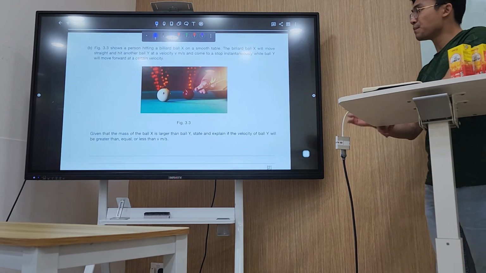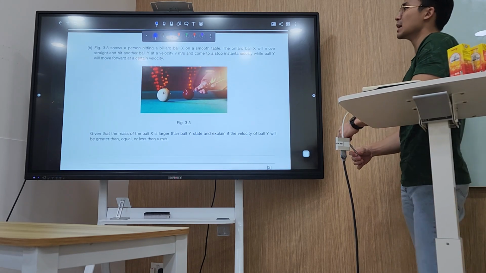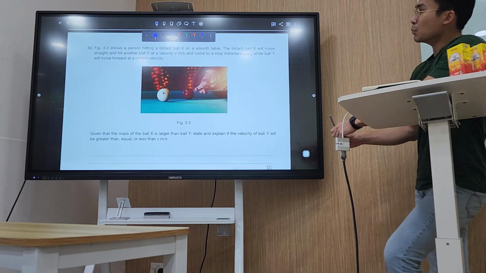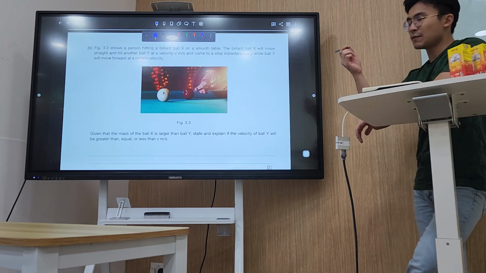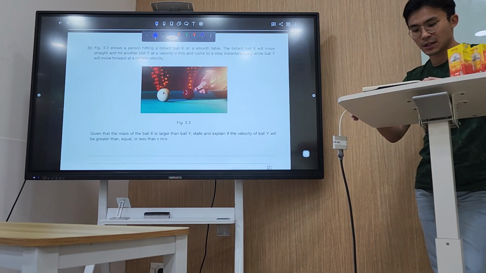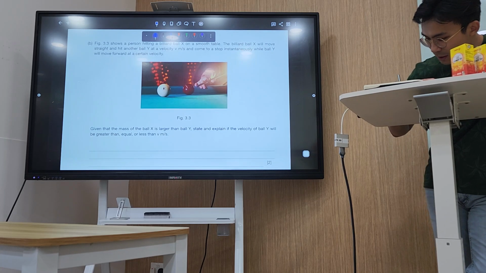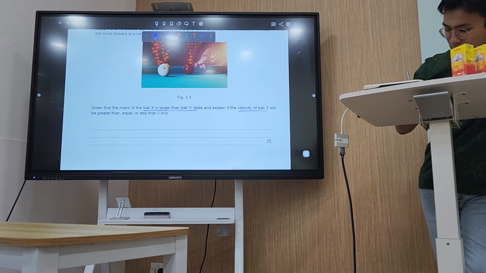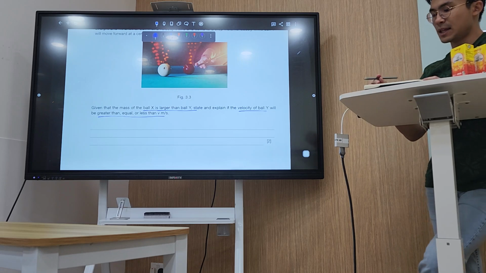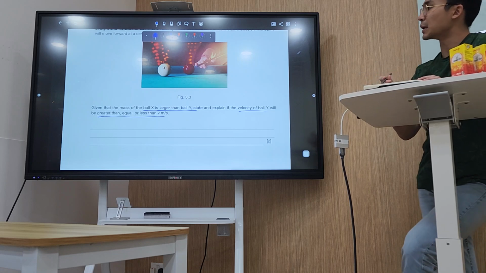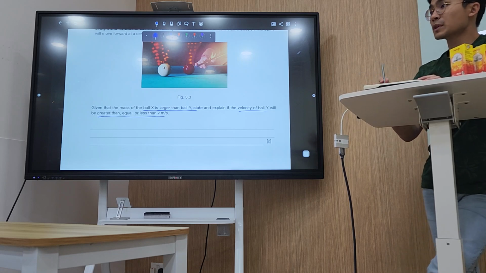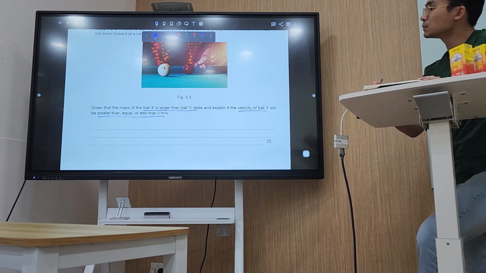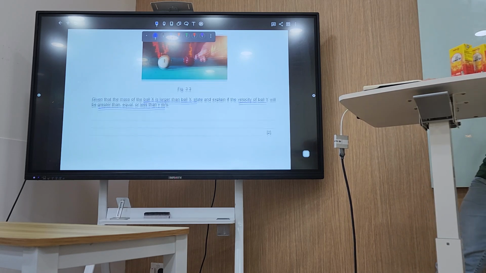Now, part B. Figure 3.3 shows a person hitting a billiard ball to move and hit another ball, while the other fellow moves forward at constant velocity. Mass of ball X is larger than ball Y. Will the velocity of Y be greater than, equal to, or less than your initial velocity? Pahan, what do you think? Greater. Okay. Why is the velocity of Y greater?